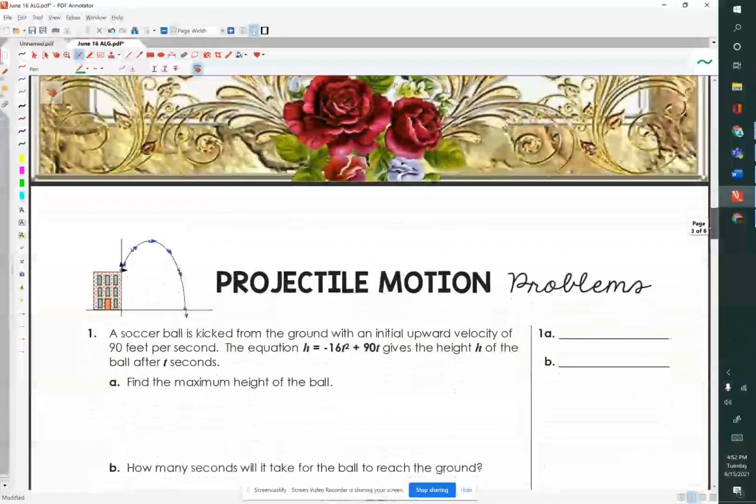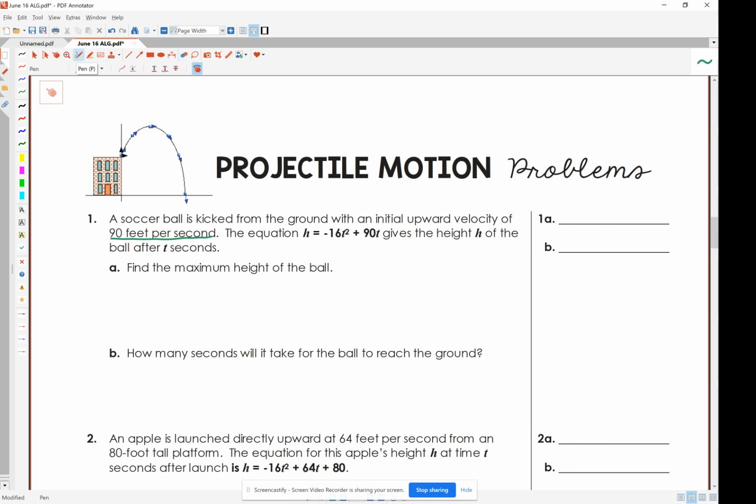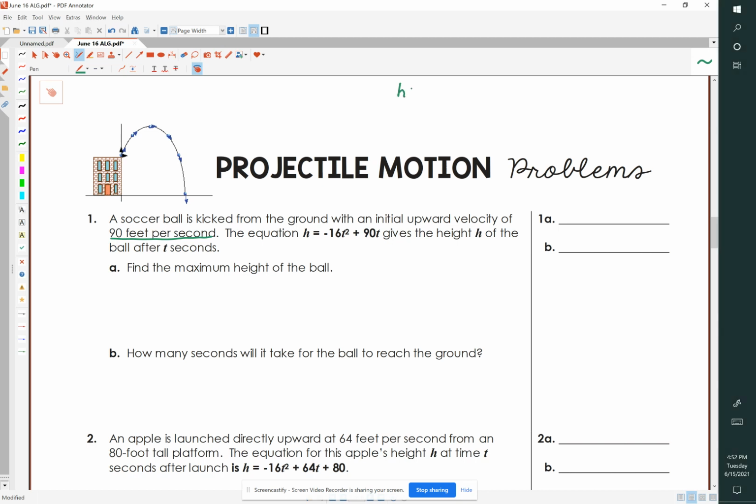do now yourself. I want to get right into these projectile motion problems. So first we have a soccer ball is kicked from the ground with an initial upward velocity of 90 feet per second. The equation h equals negative 16 t squared plus 90t gives the height h, so h is the height of the ball after t seconds. And h is going to very much function like our y that we usually have, and t is very much going to function like the x that we're used to when we've done our quadratics.